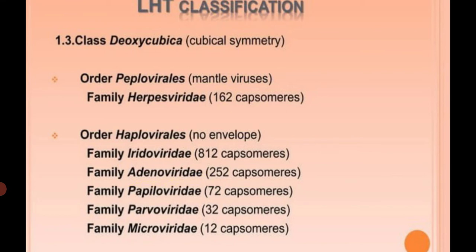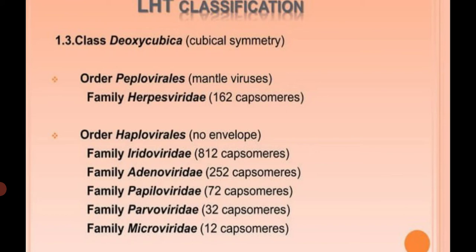In this Adenoviridae family, the viruses have icosahedral symmetry, the capsid is without envelope and it contains DNA as genetic material, and the capsid is made up of 252 capsomers. Example, adenoviruses. Then third, Papilloviridae. The Papilloviridae family, their capsid is made up of 72 capsomers. An example of a member of this family is Papillomavirus.